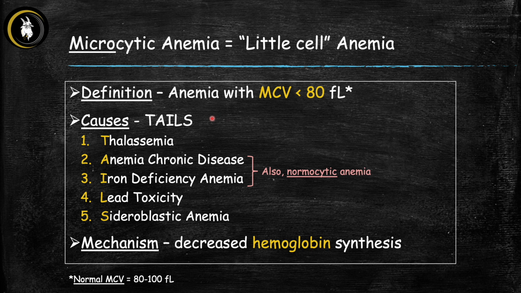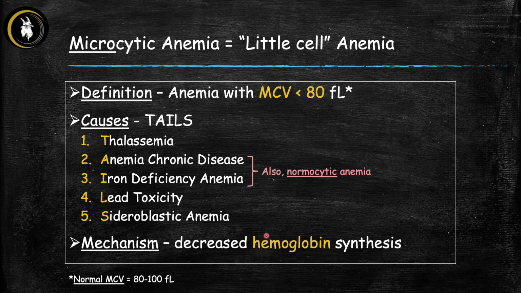There are 5 main causes of this microcytic anemia, which you can remember by the mnemonic TAILS, which stands for thalassemia, anemia of chronic disease, iron deficiency anemia, lead toxicity, and sideroblastic anemia. And one caveat is that anemia of chronic disease and iron deficiency anemia can cause not only microcytic anemia, but they can also cause normocytic anemia, where the MCV is normal and between 80 to 100 femtoliters.